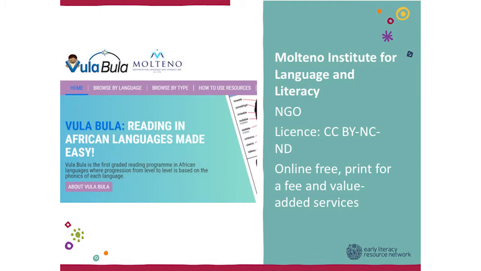The next example that I'm putting up here is from the Molteno Institute for Language and Literacy. In this particular instance, they have received upfront funding from the Zenex Foundation to create teaching and learning materials. So that's effectively selling content as a service. They've released this under a non-commercial, no derivatives license, which means that people can't modify that content. They do that because they're concerned that translations will undermine their leveled readers.